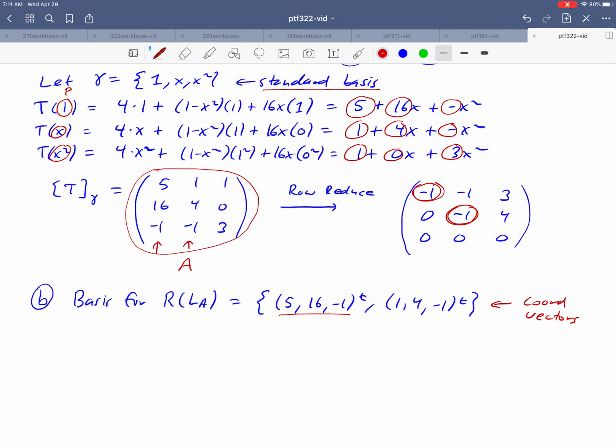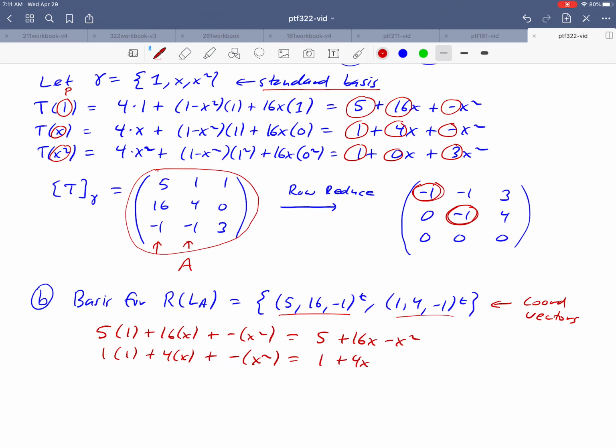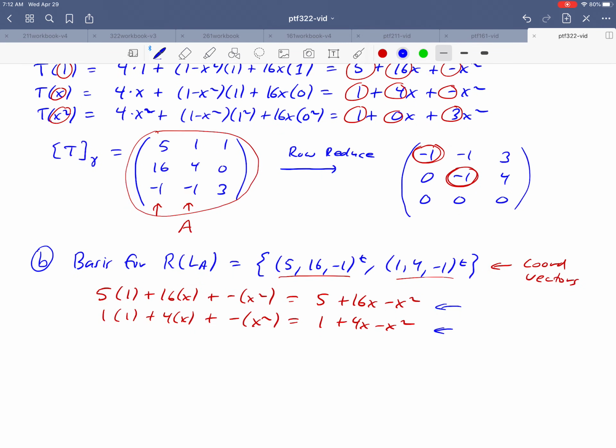and to think of the 5, 16, and negative 1 as just being coefficients on our standard basis vectors one at a time. So 5 times 1 plus 16 times x plus negative 1 times x squared. Okay, and then doing the same thing for the other one, the 1, 4, negative 1. And it tells us then that these two polynomials, those are the corresponding basis vectors for the range of T.